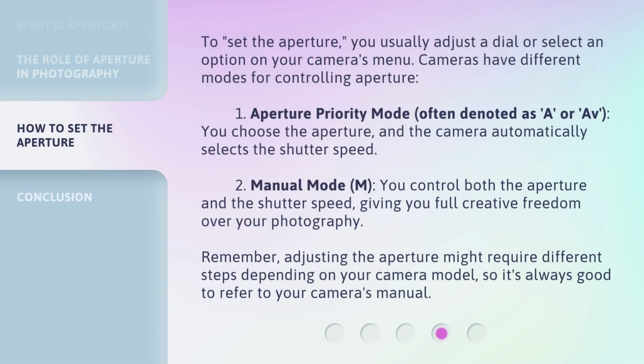To set the aperture, you usually adjust a dial or select an option on your camera's menu. Cameras have different modes for controlling aperture. 1. Aperture priority mode, often denoted as A or Av. You choose the aperture, and the camera automatically selects the shutter speed. 2. Manual mode, M. You control both the aperture and the shutter speed, giving you full creative freedom over your photography. Remember, adjusting the aperture might require different steps depending on your camera model, so it's always good to refer to your camera's manual.